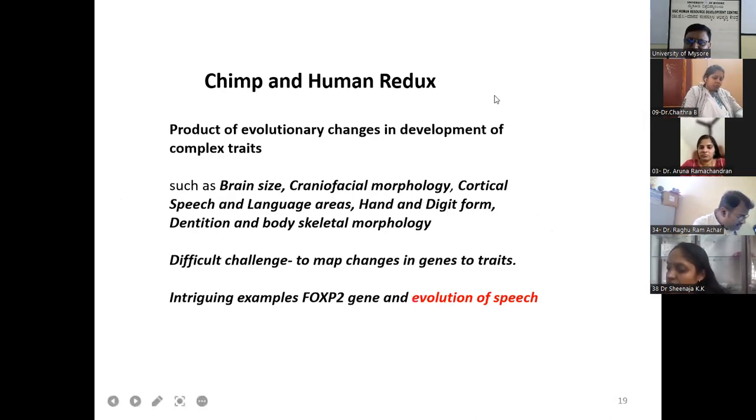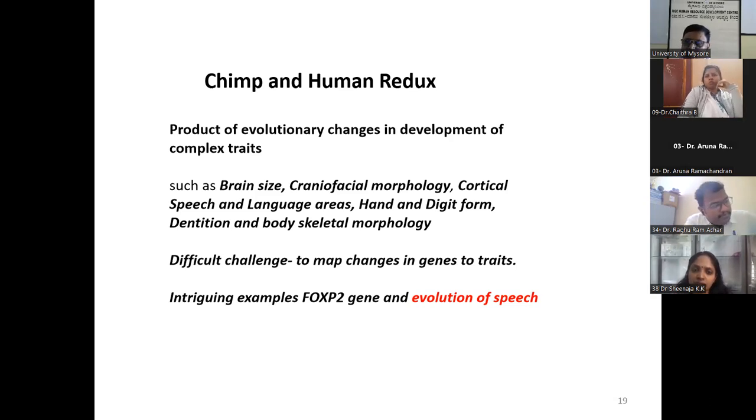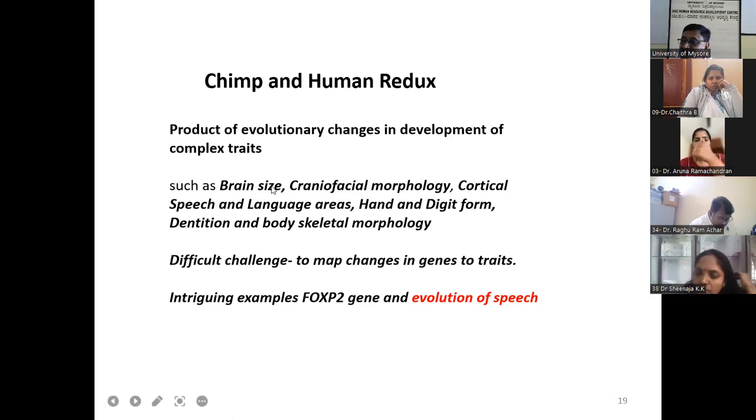Getting back to the chimp and human redux, how do we explain this? We now have sequences of both chimpanzee as well as humans. What can we learn to understand how exactly man is different from the chimpanzee as a species? We all know that it's brain size, cranial and facial morphology, cortical speech that is controlled by the brain, language areas in the brain, and the hand and digital form.